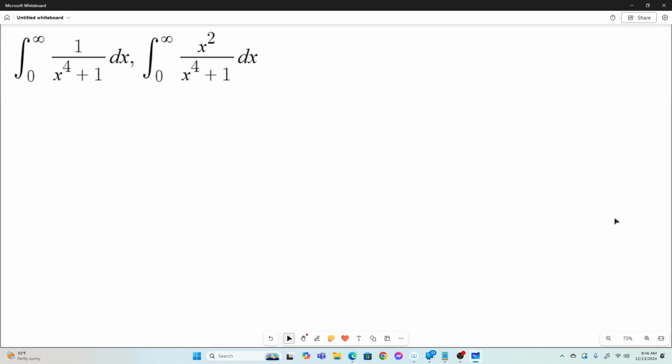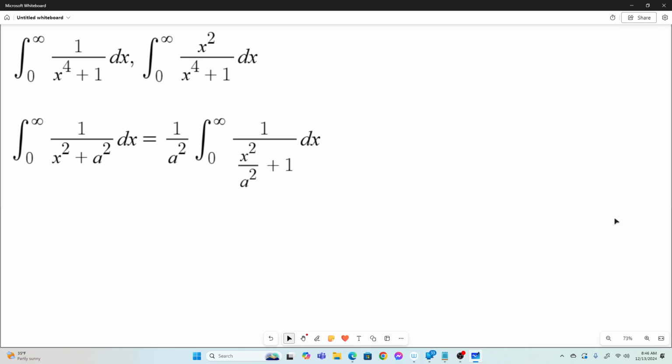You probably all already know what these evaluate to, but again, this video is just going to kind of lay out the basic technique that I'm going to be using to solve some of these other integrals that are not standard. All right. So the first thing we're going to do is create this integral with the parameter a. That is the integral from 0 to infinity of 1 over x squared plus a squared dx.